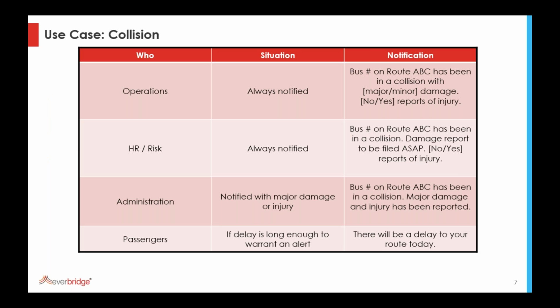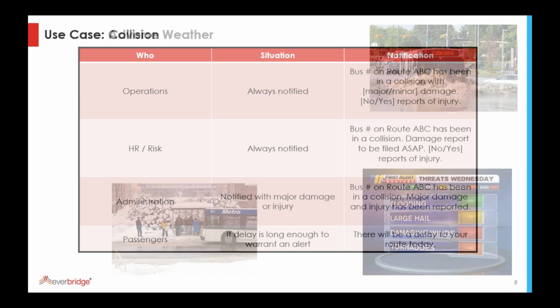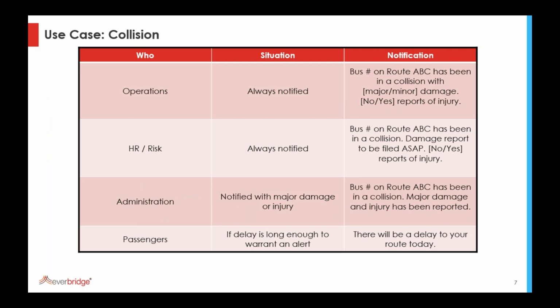What I want to break down with this next slide is really just at a high level showing you that this is what you have to do during any given situation. For this type of scenario, you're going to have to send a message out to operations, to HR, to administration, to passengers. But the problem is, traditionally, you have to do that one by one by one, or have different groups sending that out.